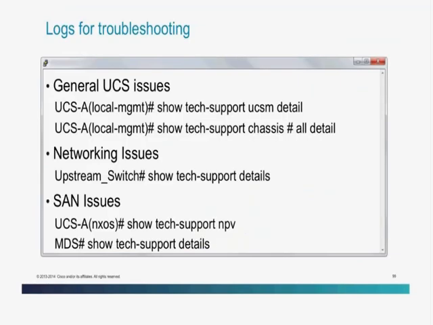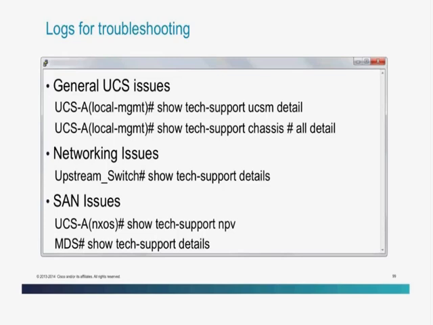The logs that we need for UCSM troubleshooting would be show tech-support ucsm detail, which will give us everything, all the logs related to UCSM. If you give show tech-support chassis, and the hash there stands for the chassis number, for example, it can be 1, 2, 20, it will give only details relevant to that chassis. That will help us troubleshoot issues related to the chassis, the IOM and the blades.